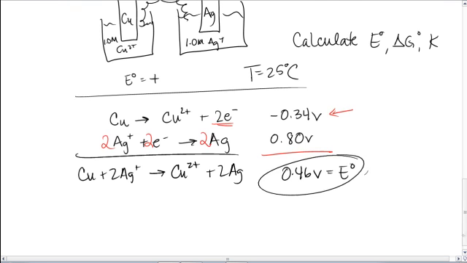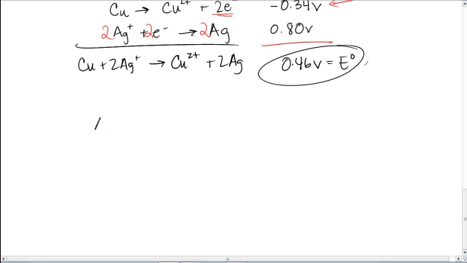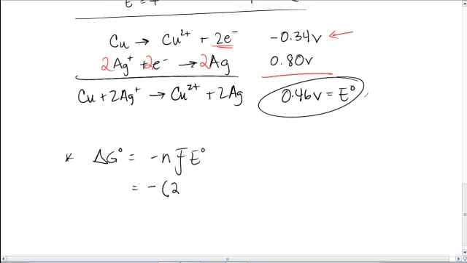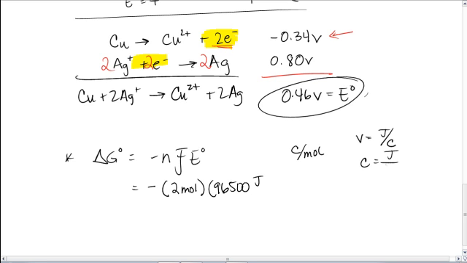All right, once I know E naught, now I can compute the others. So I know that delta G naught is equal to negative nF E naught. Here, 2 moles of electrons are transferred. I know that because of this. So I can plug that in, 2 moles. Faraday's constant, 96,500. Now I'm going to change the units on you here. This is normally coulombs per mole. A volt is a joule per coulomb. A coulomb is a joule per volt.